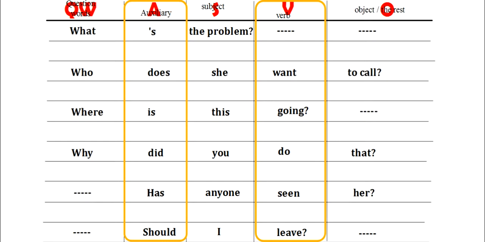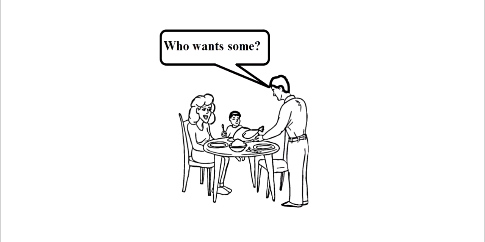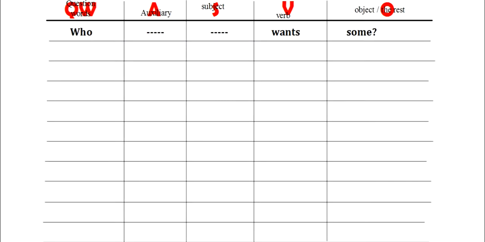What's going to happen is you're going to teach this to your students, and they're going to get a pretty good grasp of Quazvo. And then there's going to be some questions that don't seem to make sense. So look at this one here. Who wants some? Your student might look at this and plug it into the Quazvo columns, and at first glance, it doesn't seem to make any sense. You might even think, is that grammatically correct? And it is, but it's what's called a subject question. Compare it with a question like this.